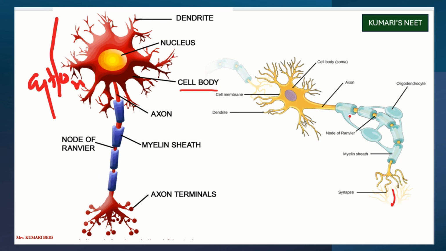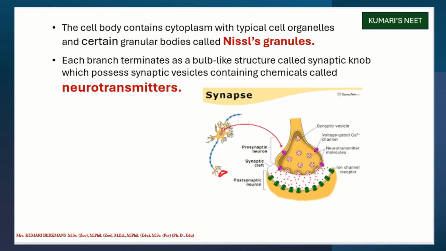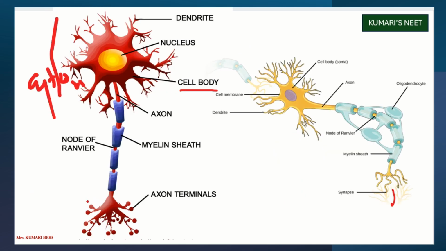And if you see here, the axon is slightly modified and it is called oligodendrite. This part is called oligodendrite. The cell body contains a special type of granules that is called Nissl's granule. And at each and every branch of the terminal, there is a bulb-like structure. You can see here, this is the bulb-like structure. So this bulb-like structure comes and joins with another neuron. So the message from this cell body passes through the axon of the cell, and it comes to the nerve terminal and passes to the next adjacent neuron.